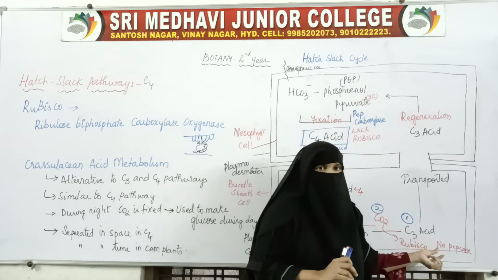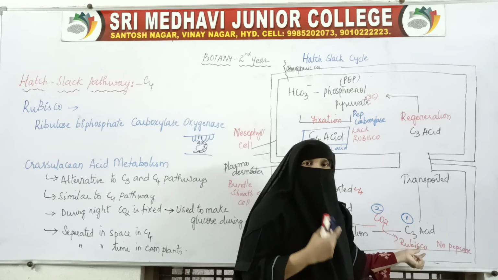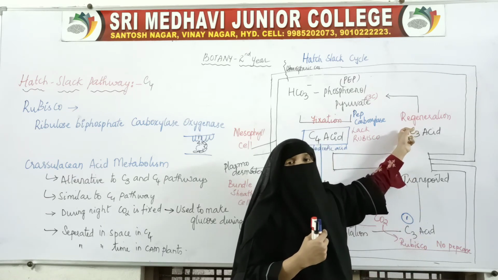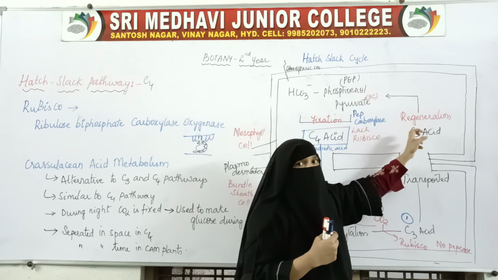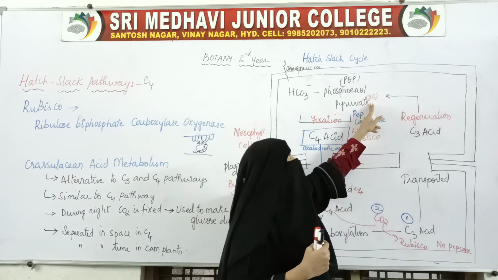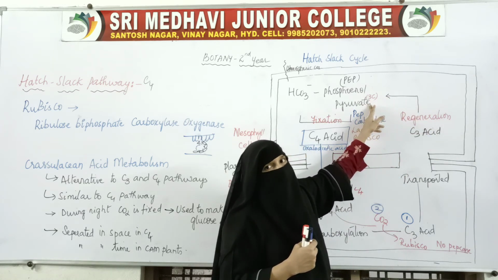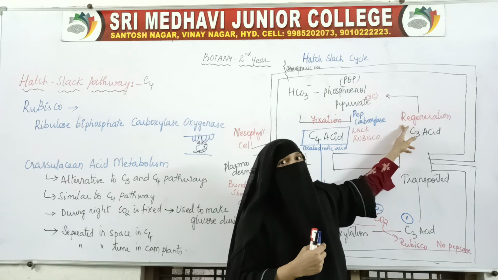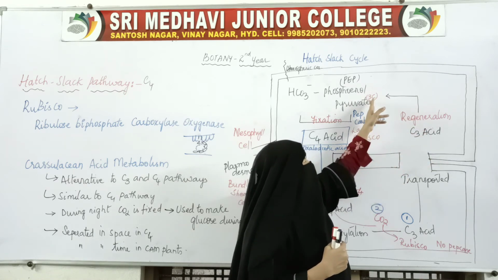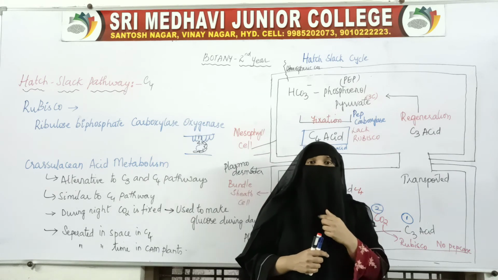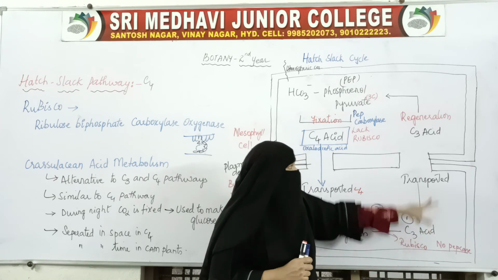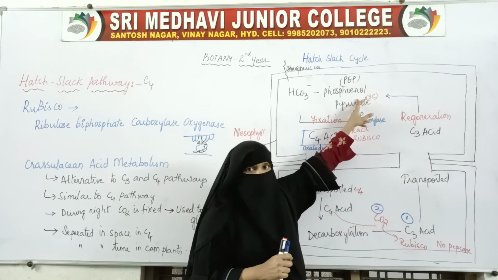The C3 acid, which is formed by the decarboxylation process, enters into the mesophyll cells. Now here in the mesophyll cell, the C3 acid is again changed into phosphoenol pyruvate. So that is the regeneration process. From the C3 acid, phosphoenol pyruvate will be regenerated. So this was about the C3 acid. This C3 acid has been regenerated into phosphoenol pyruvate.